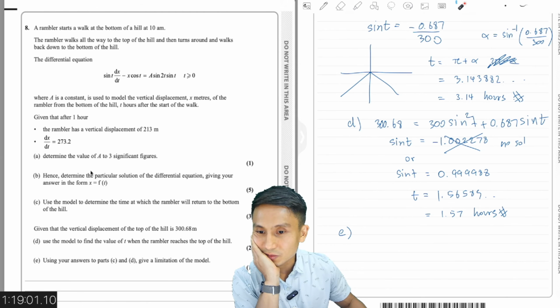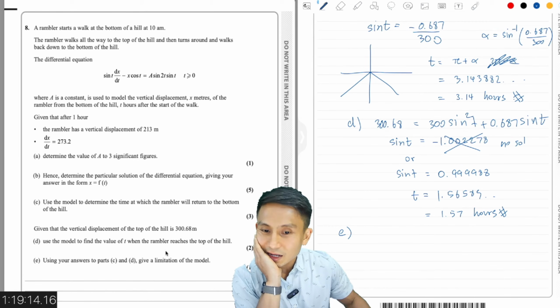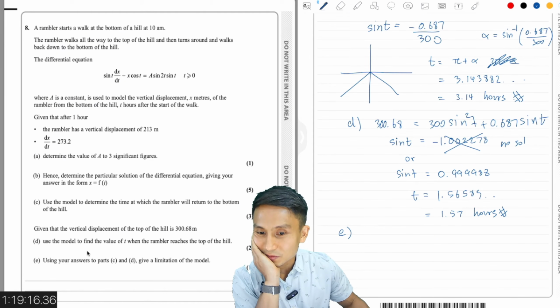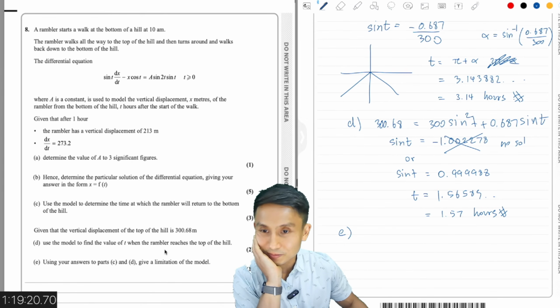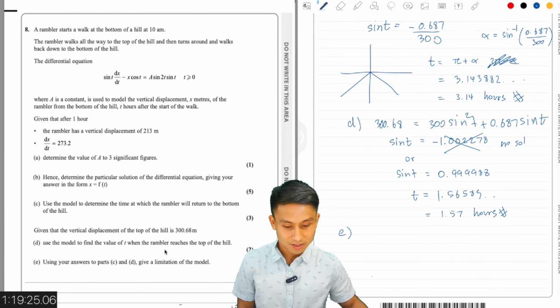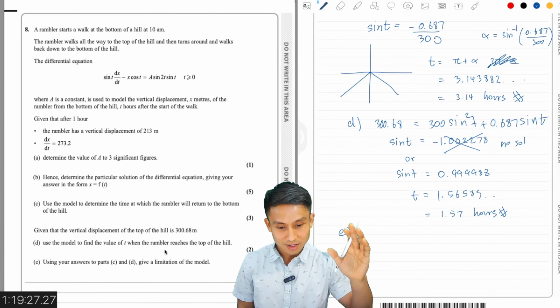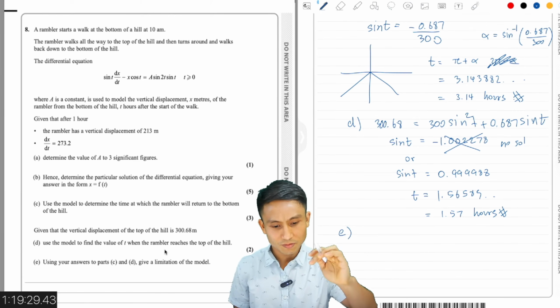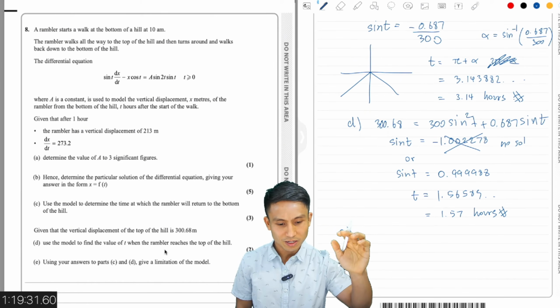Use the model to determine the time at which the Rambler will return to the bottom of the hill. So you go to the top first. The vertical displacement to the top is 300. Use your parts C and D, give a limitation of the model. I have no idea. Now I'm a bit in a rush. Okay, so hang on. Let's talk about the time there. So you go from the bottom to the top, and then the top to the bottom.